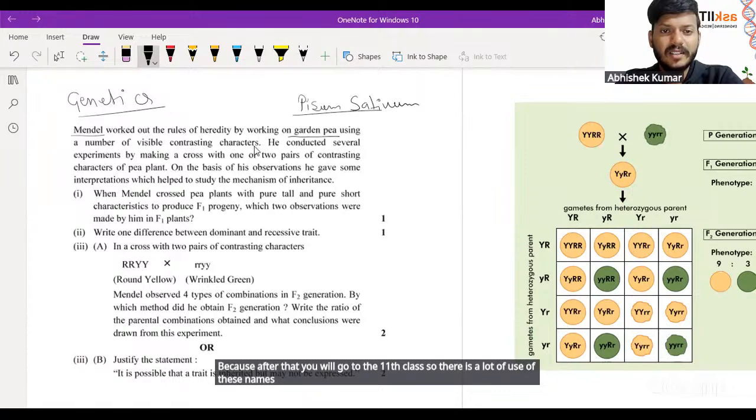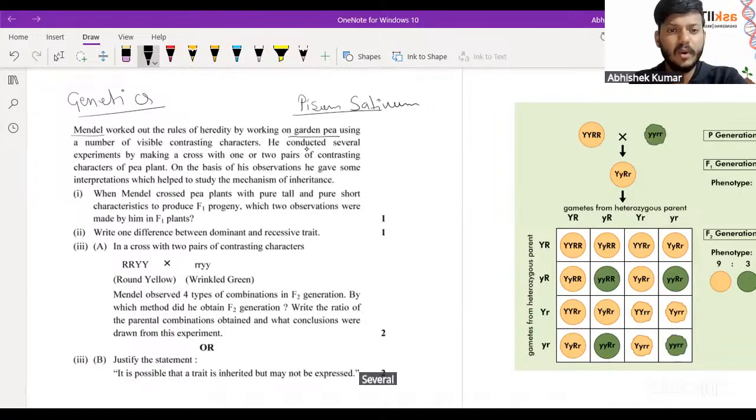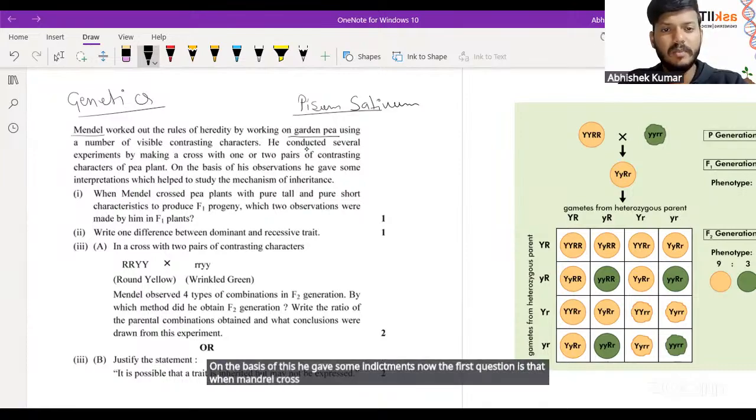He took a number of visible contrasting characters. He constructed several experiments by making crosses, using one or two pairs of contrasting characters. On the basis of these observations, he gave some principles. Now, the first question is: when Mendel crossed a pure tall pea plant with a pure short plant to produce F1, which two observations were made by him in the F1 plant?